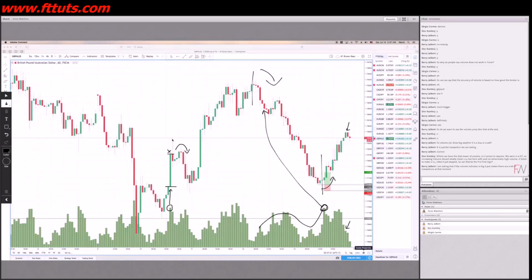But if the high volume occurred on this red bar, yeah, that's a whole different thing. That's a whole different thing. That's topping action.